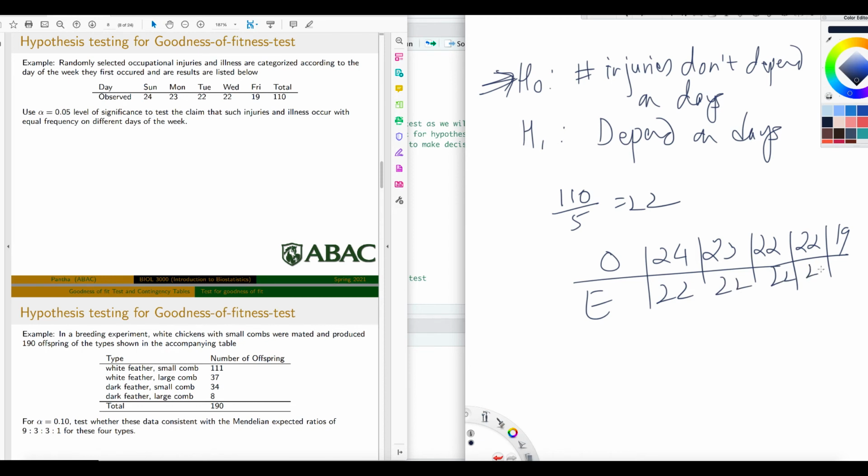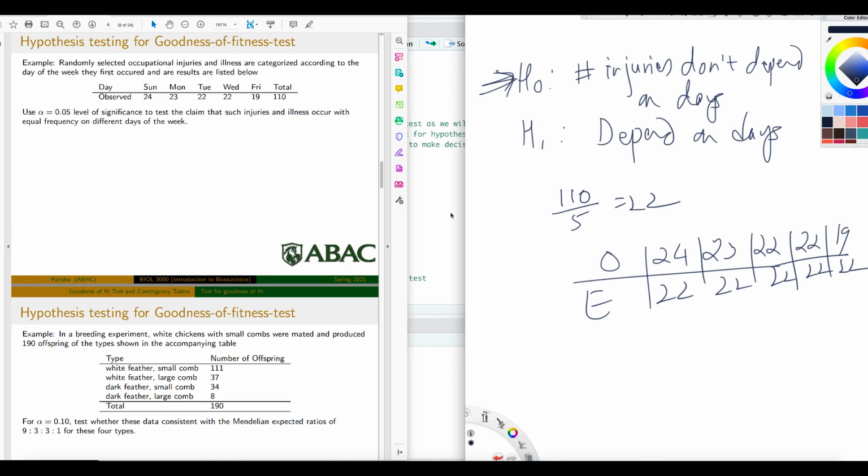22, 22, 22, 22. Because there are 5 days they are observing, right? And then if you want to have them equal, then 1/5 of the total should be here, 1/5 here, 1/5 here, 1/5 here, 1/5 here, and so on. Okay. Again, alpha is given at 0.05.